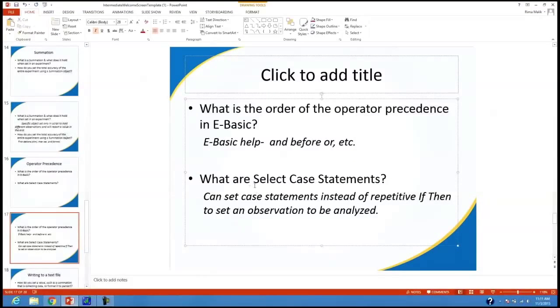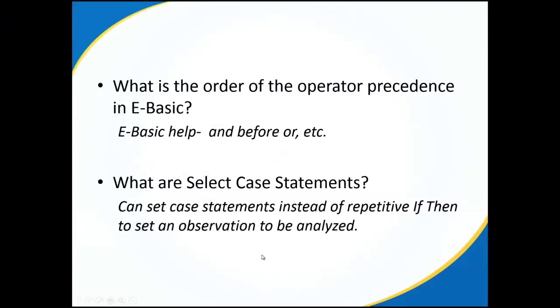And with select case statements, as I said, you can set case statements instead of using repetitive if-then statements to set an observation to be analyzed. So like we did, we have basically this prime type, and we're having it interact with the summation object. So we're taking each prime type, meaning the green image or the red image or the red text or the green text, and we're having that interact with the summation object. So what that means is we're allowing the summation object to add an observation and collect that statistic of reaction time.